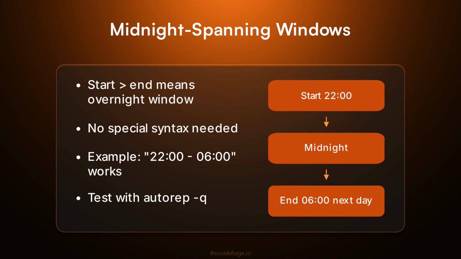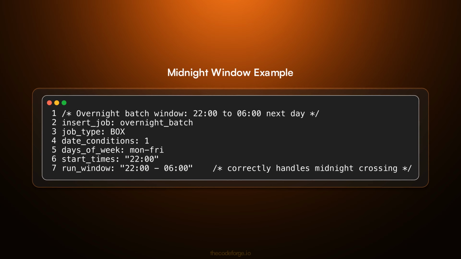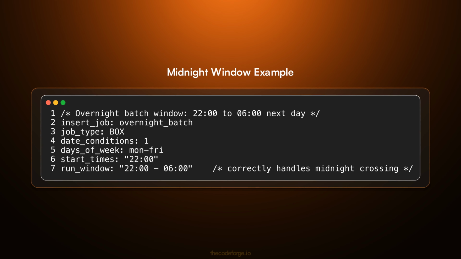Windows that cross midnight work natively. AutoSys compares start and end times. If start is greater than end, it assumes the window spans to the next day. Always test with AutoRep to verify. This box job has a midnight spanning window from 10 p.m. to 6 a.m. AutoSys handles it correctly.